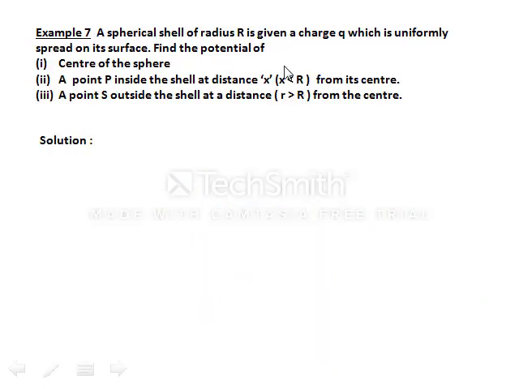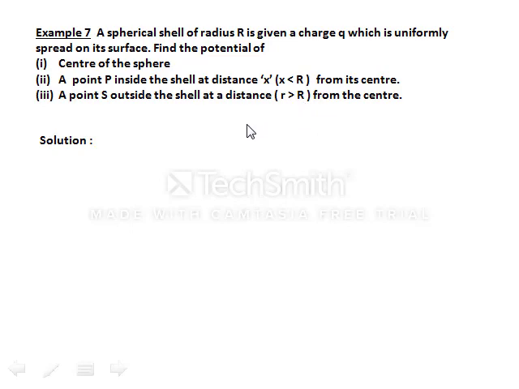This is a very important problem. We'll often use its result. The problem is a spherical shell of radius capital R is given a charge q which is uniformly spread on its surface. Find the potential at the center of the sphere, at a point P inside the shell at distance x from its center, when x is less than R, and at another point S outside the shell at distance r, small r, which is greater than capital R from the center.